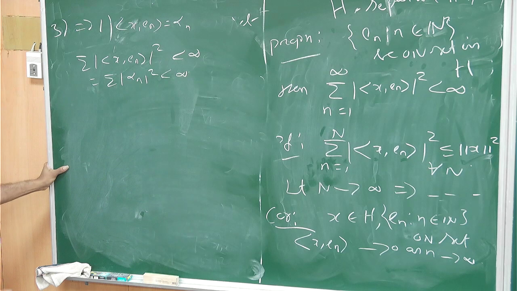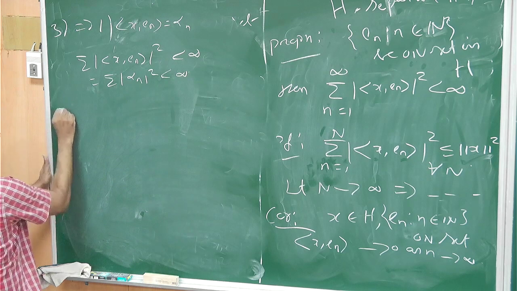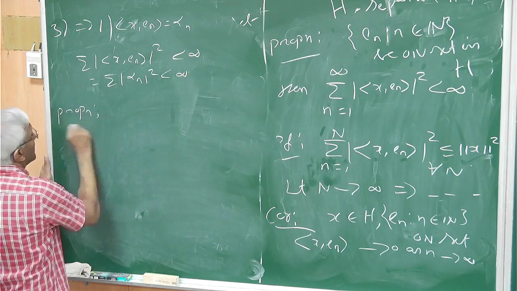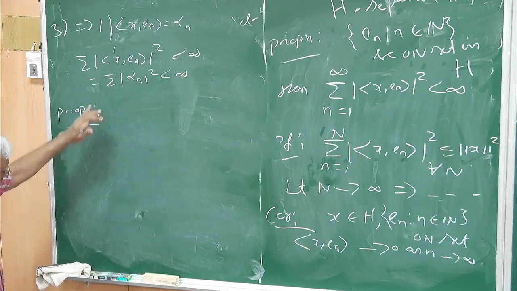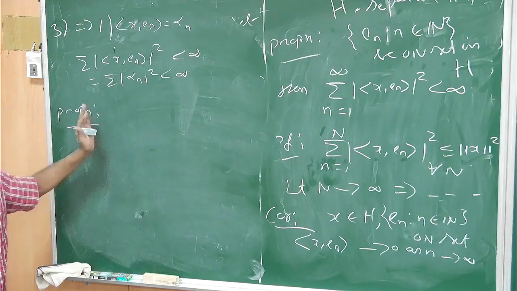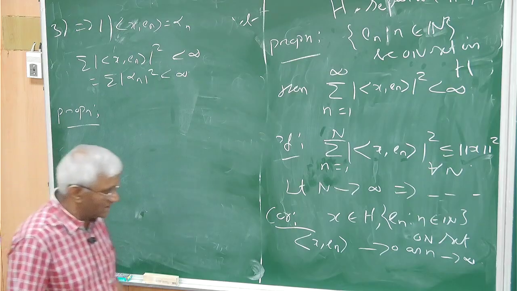Okay, we have already proved it. So the next proposition. Anything which satisfies this equivalent condition is what is called an orthonormal basis.